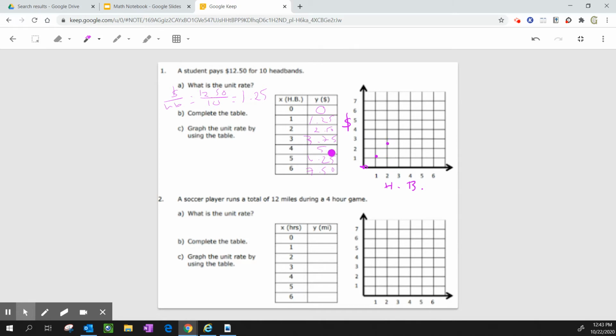So about halfway through, right? Because 2.5 is halfway between 2 and 3. I need 3 and 3.75. So almost up to 4. I need 4 and 5.